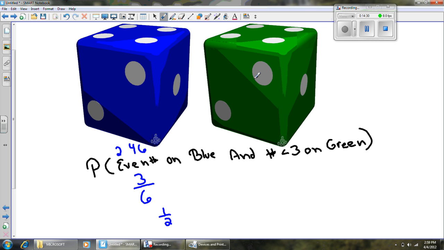Now on the green die, I need a number that is less than 3. Well, there's a 1, and there's also a 2. So that will be 2 of them out of 6, which simplifies to 1/3. So I will do 1/2 times 1/3 and get 1/6. So the probability of this happening is 1 out of 6.